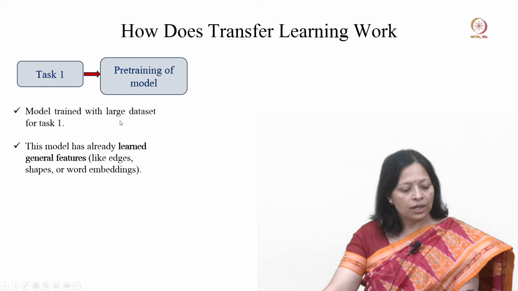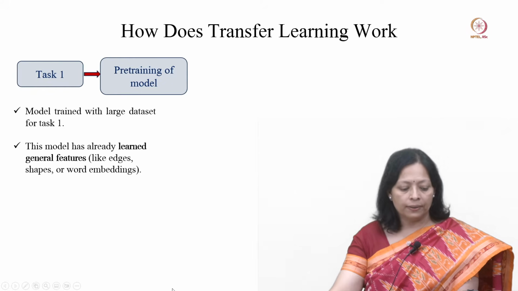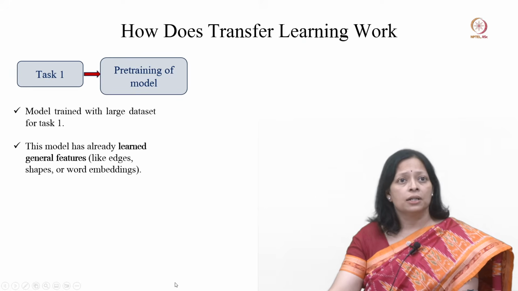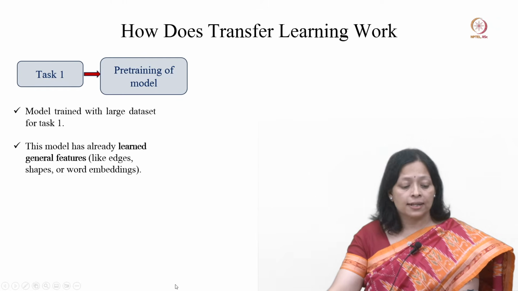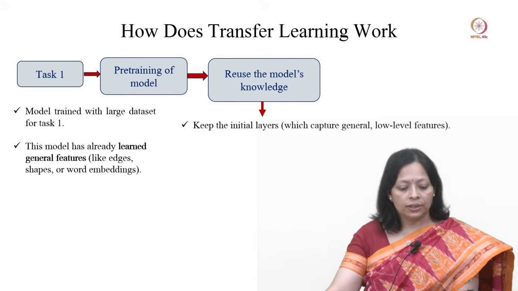Now, the model is trained with large datasets for task 1. What is my task 1? It is classification of images. This model has already learned general features like edges, shapes or word embeddings. Because it has learned from a huge data set, it has already learned features like edges and shapes, or word embeddings in the case of NLP. Now, we will reuse the model's knowledge. How do we reuse that?